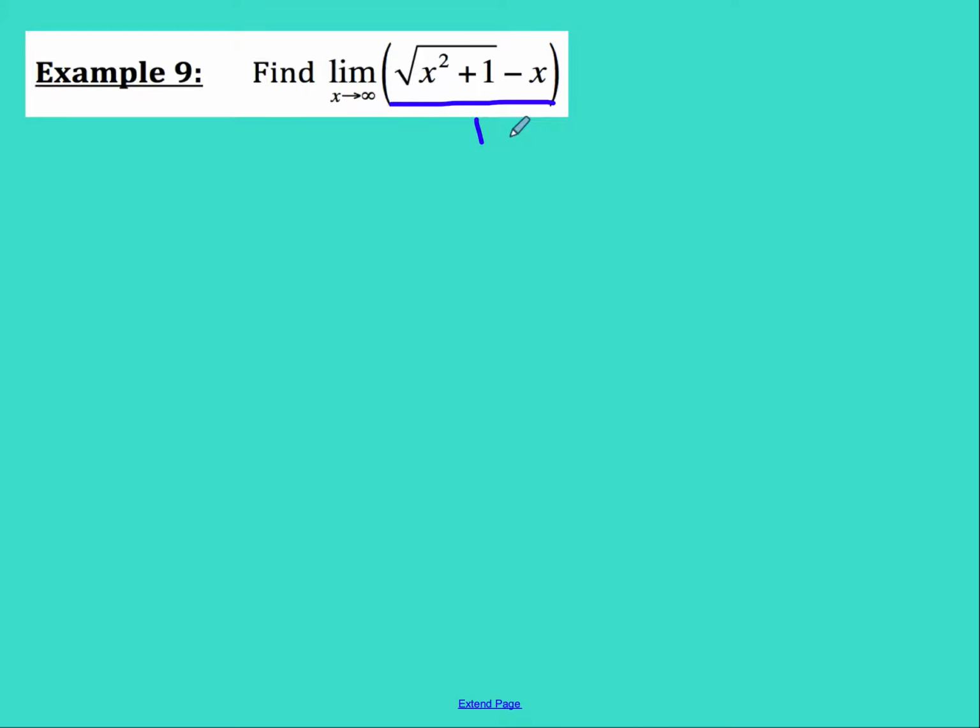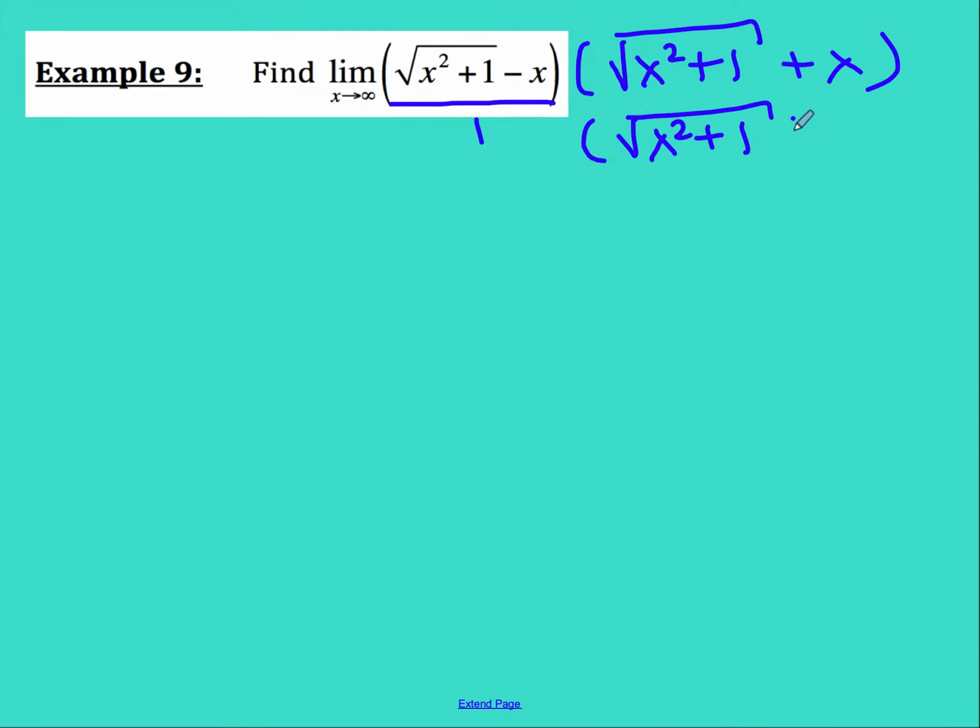So what we must first do is multiply by the conjugate. So we have the square root of x squared plus 1, and then remember the conjugate, the sign in between is what changes, so plus x. And you multiply that to the top and the bottom.